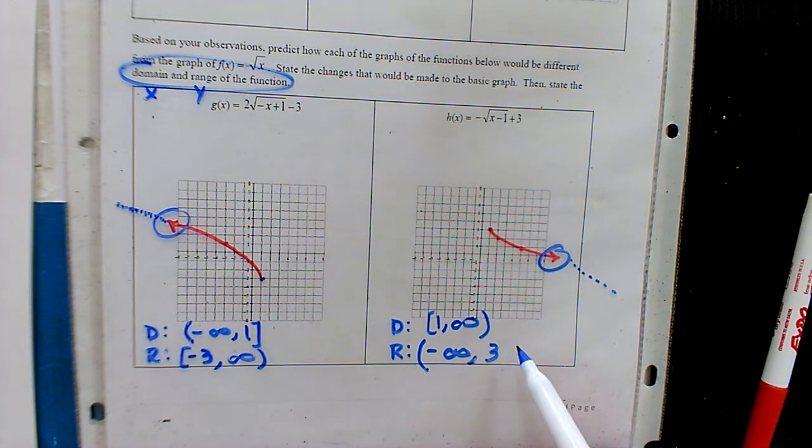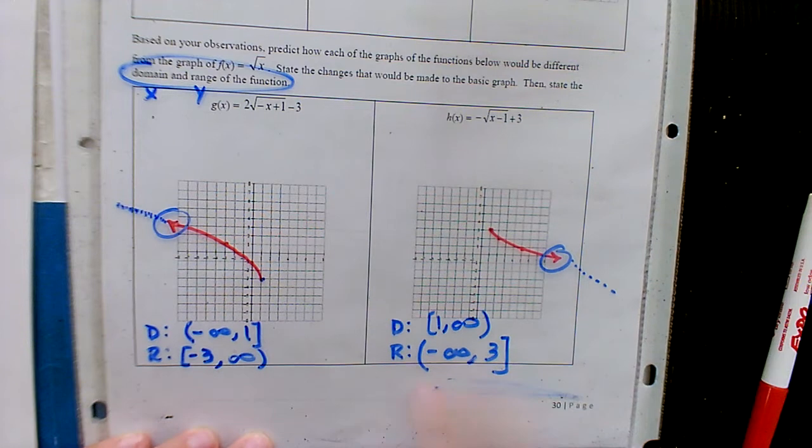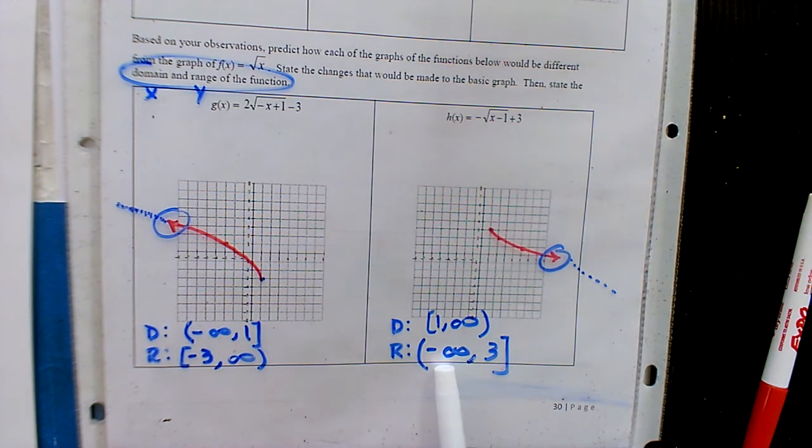No. Can we touch 3? Yes, bracket, yes. Does it matter which order you have those in, like if you had 3 comma negative infinity? Yes, it does. Good question. Order does matter. When you're talking about an interval, the first item usually represents the smaller value. So small to large, just like a number line.